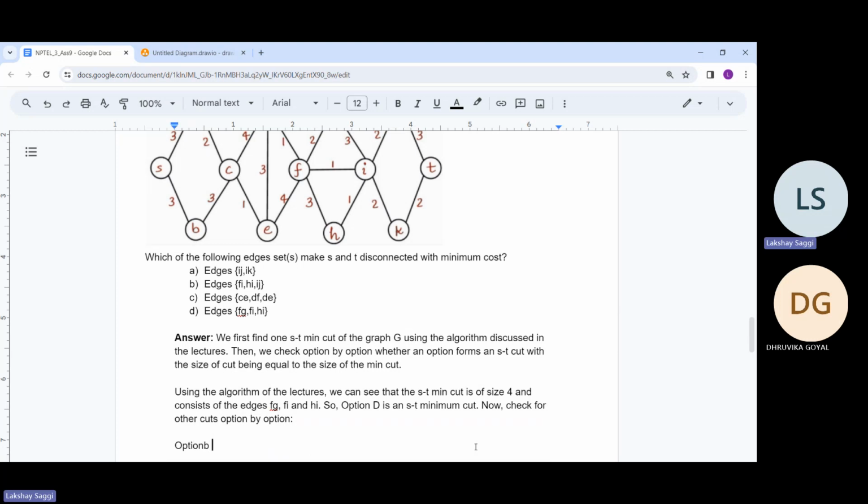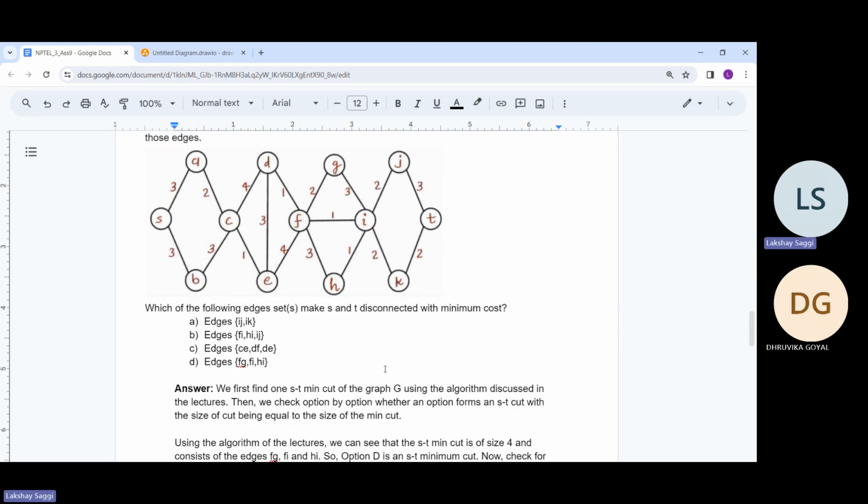Option A is these edges IJ and IK. What do you think, Dhruvika? Do these edges IJ and IK form an SG cut? On deletion of these two edges, do S and T become disconnected? If we delete these two edges together, will S and T remain connected or will they become disconnected now? Would you like to answer this?